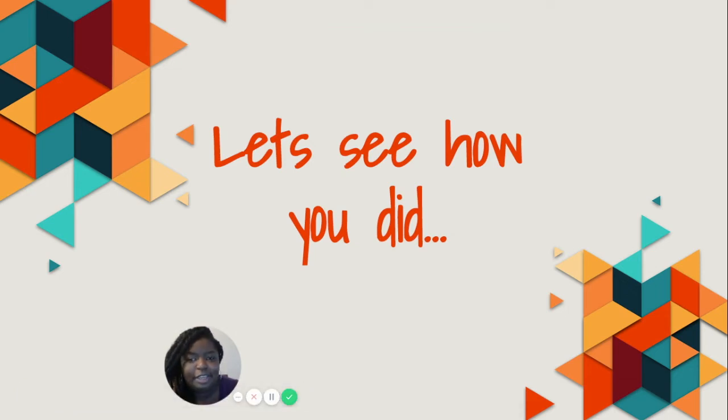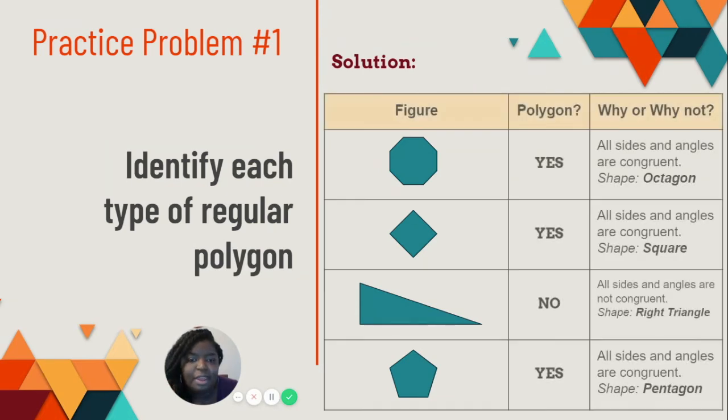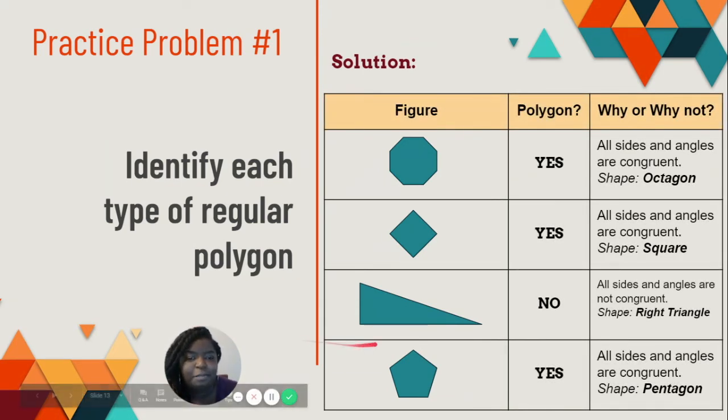So let's see how you did. With practice problem number 1, we have these 4 shapes, and here's our solution. So for our first shape, we can see that all sides are congruent, all angles are congruent. So that means it is a regular polygon. And we know that because, like we said, all sides and angles are congruent, which makes it an octagon. Our next shape is a diamond, or if you were to turn it, it would be a square. We know that a square or a diamond has congruent sides and angles, which means it is a regular polygon.